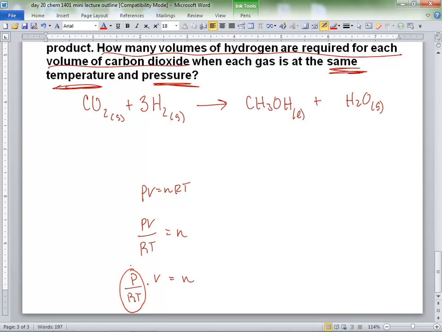It's kind of odd. So instead of saying 3 moles of H2 for every 1 mole of CO2, you could say 3 volumes of H2 for every 1 volume of CO2. And the volume could be milliliters. Fine. 3 milliliters of hydrogen gas for every 1 milliliter of carbon dioxide gas. So the question is, how many volumes of hydrogen are required for each volume of carbon dioxide? You would say 3. Ah, 3. Okay. Not so bad.